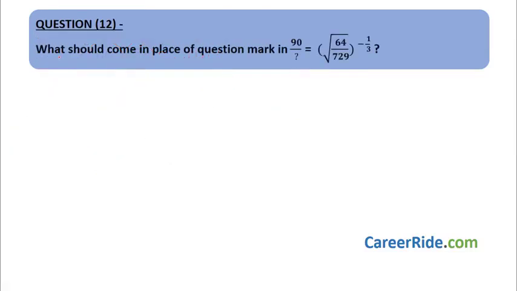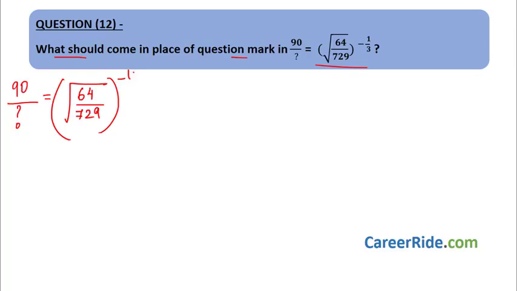Question number 12. What should come in place of question mark in 90 upon question mark is equal to root of 64 upon 729 the whole raised to minus 1 by 3. Now this looks complicated, but let's see how to solve these sums very quickly and easily. We have root of 64 upon 729 the whole raised to minus 1 by 3. Now we know root we can write as 1 by 2, so this can be expressed as 64 upon 729 the whole raised to 1 by 2, okay, the whole raised to minus 1 by 3.